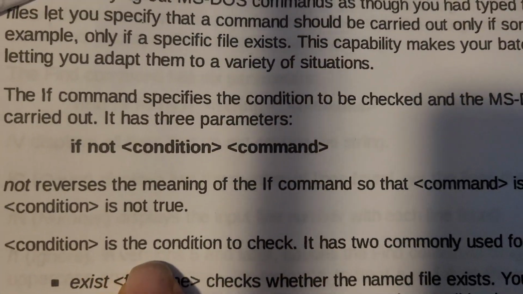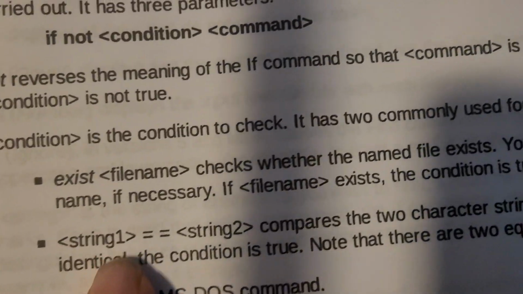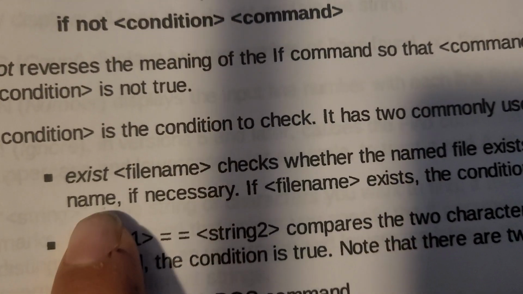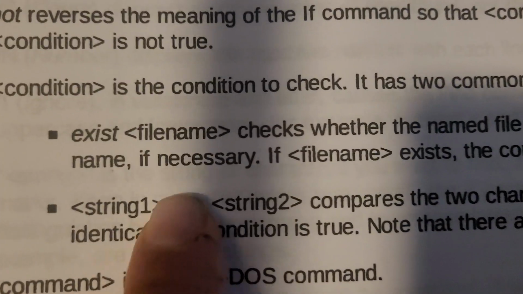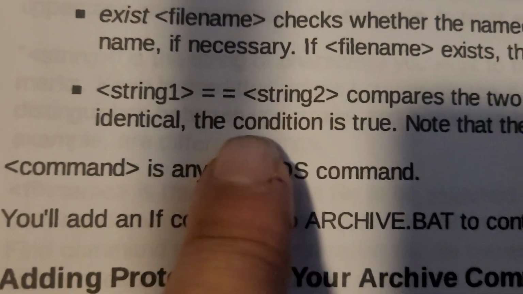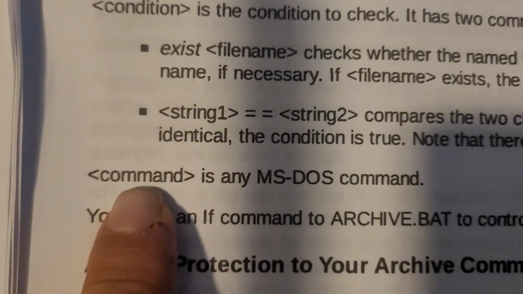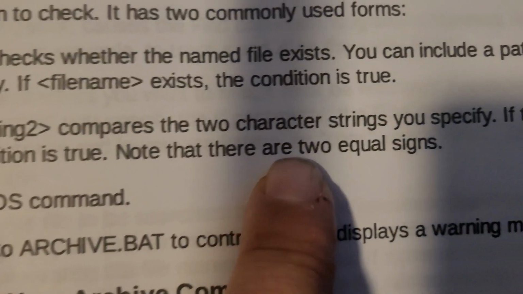And the condition check has 2 commonly used forms. Exist string number 1: the file name, and it checks whether the name of the file exists, including a path if necessary. The condition is true if the file name exists. String 1 equals string 2 compares the 2 character strings. If they are identical, it is true. Note that they are 2 equal signs. So I did a quick page right here.